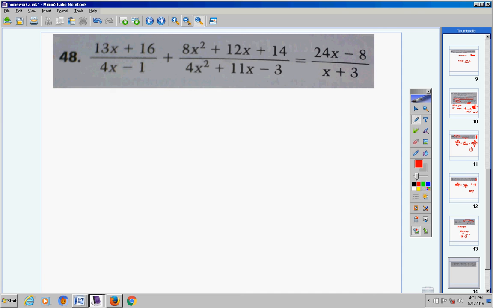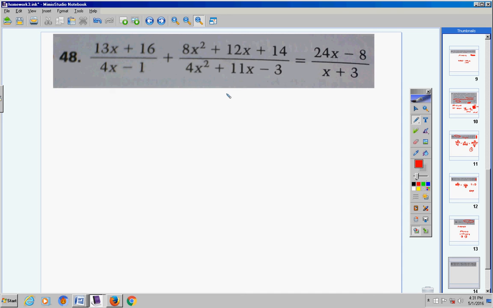Alright, first of all, if we're solving a rational equation, we want to multiply everything by a common denominator to get rid of our fractions. The only way to find a common denominator is to factor, when you're able to factor.